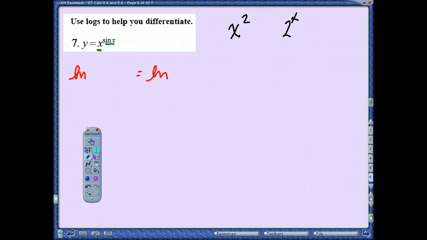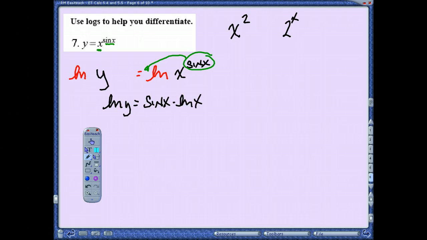So if I natural log both sides, I've got my y here, I've got my x sine of x. Just like what we did before with the chain rule, my power can come down in front. Now I have a little bit nicer of a problem. Natural log of y equals sine of x times natural log of x. I've created a product rule with a nice little trig function and a nice little logarithmic function.